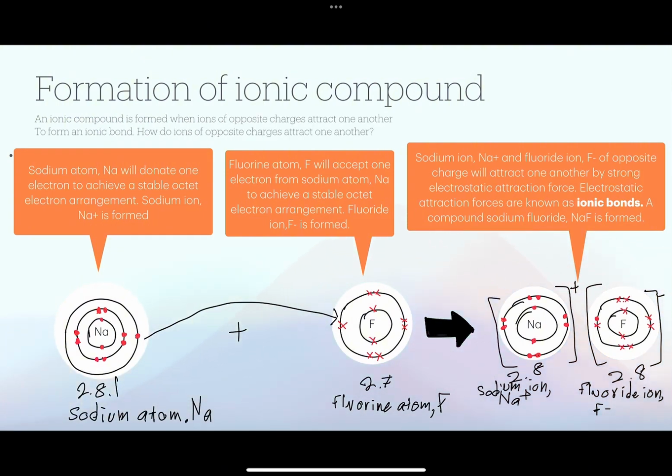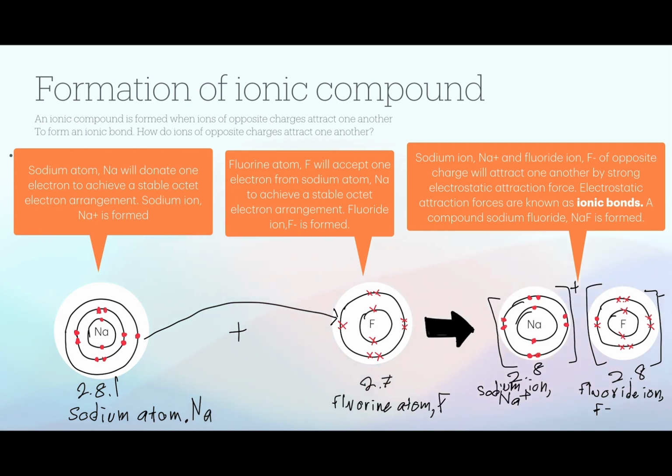Now finally, formation of ionic compound. An ionic compound is formed when ions of opposite charges attract one another to form an ionic bond. How do ions of opposite charges attract one another? Well, when a sodium atom donates 1 electron to achieve a stable octet electron arrangement, sodium ion will be formed.